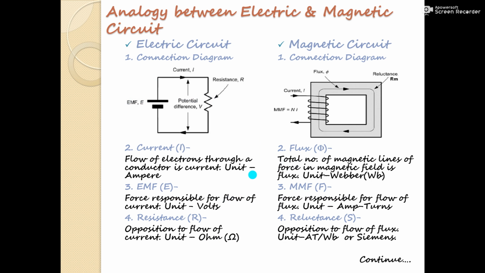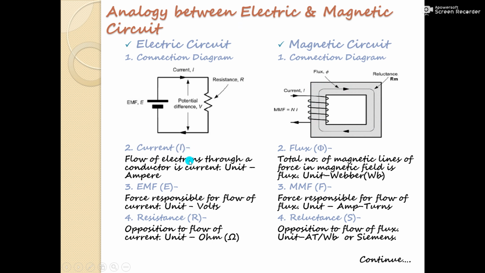Now let us see what is the analogy between electric and magnetic circuits. So first you will see the connection diagram. The simple electric circuit is shown, where you will see one voltage source and one resistor. Current I is flowing through that resistor. In the next diagram, for the magnetic circuit, you will see there is a path for the magnetic fluxes.